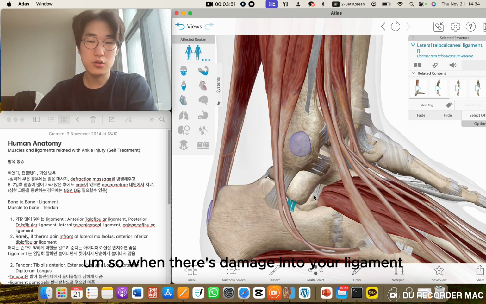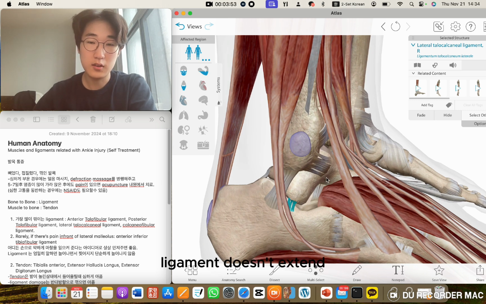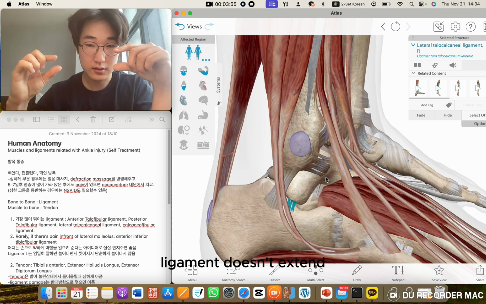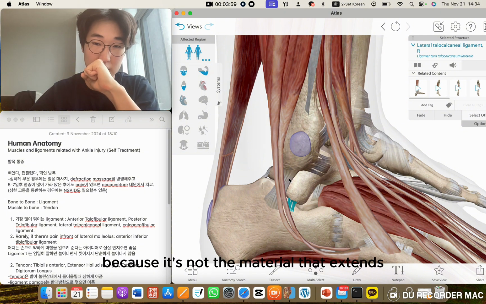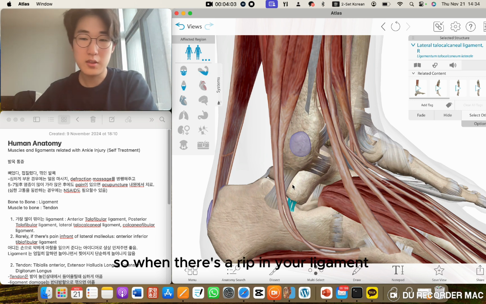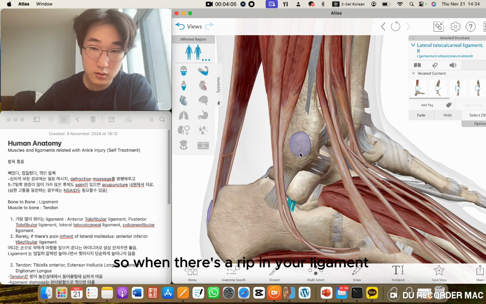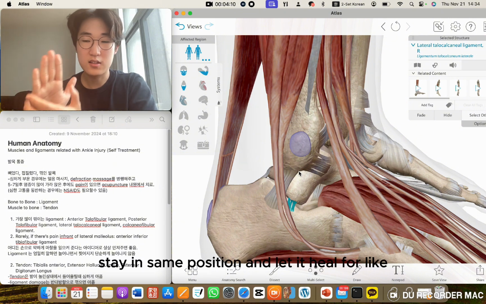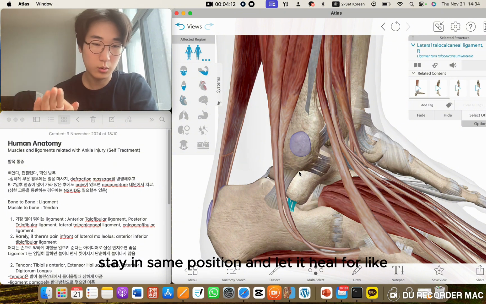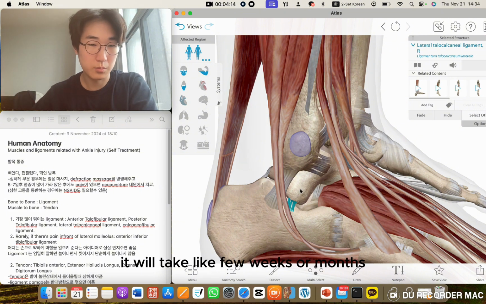So when there's damage to your ligament, it doesn't extend. A ligament rips, because it's not a material that extends. So when there's a rip in your ligament, it may be recommended to stay in the same position and let it heal, which will take a few weeks or a month.